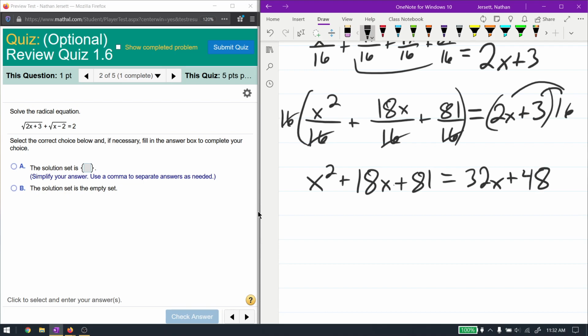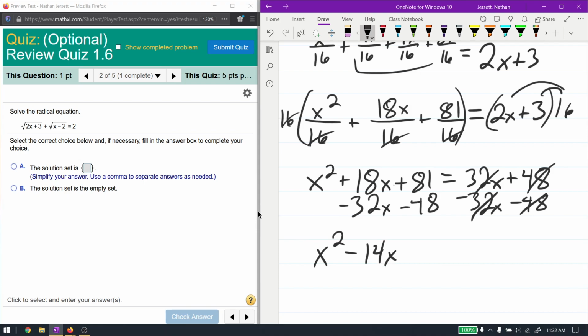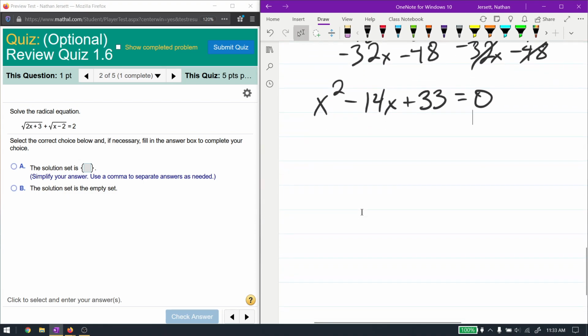plus 48. This is a quadratic equation, so I'm going to solve this by getting it all over to one side and factoring. So I have x squared minus, let's see, that's going to be, I think, 14x. 81 minus 48, it's 33, I think. Yep. Okay. Now I can factor this thing.